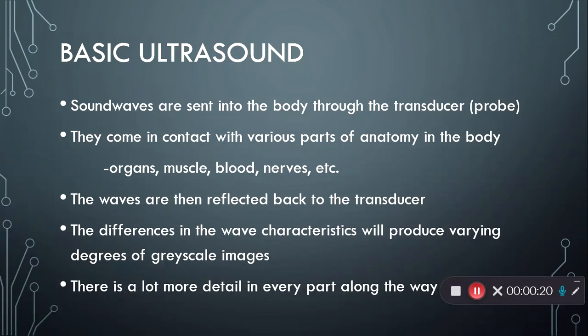First off, I'm going to give a little bit of background information about how ultrasound works. Sound waves are sent into the body through the transducer, also called a probe. Those waves then encounter various parts of anatomy within the body. Those can be organs, muscles, blood, nerves, etc. Those waves are then reflected back to the transducer as echoes. The differences in waves will produce varying degrees of grayscale images. There is a lot more detail that goes into each and every part along the way, but that is a quick tutorial of the basics.